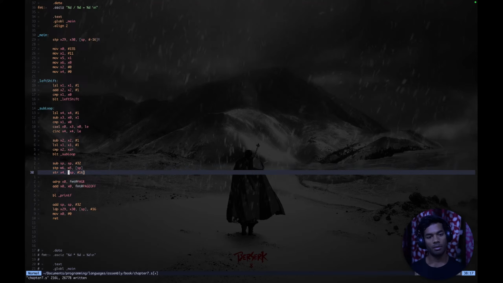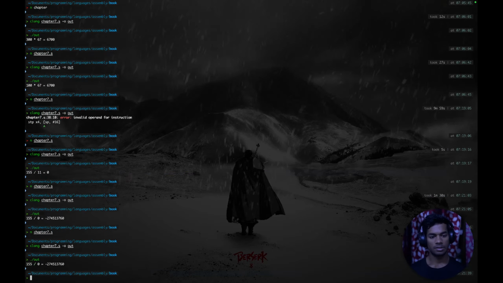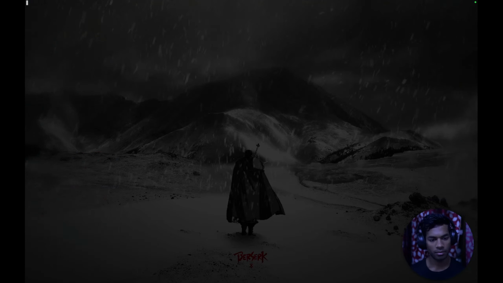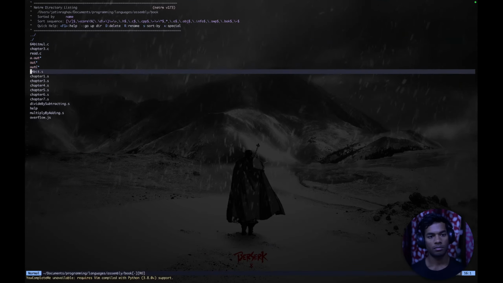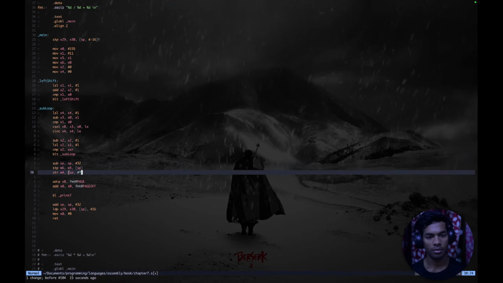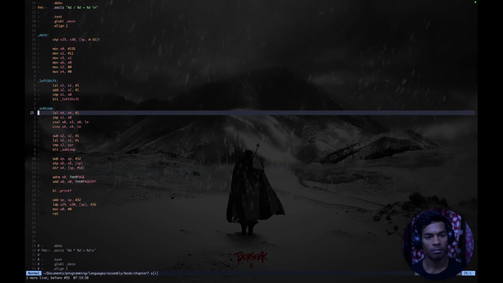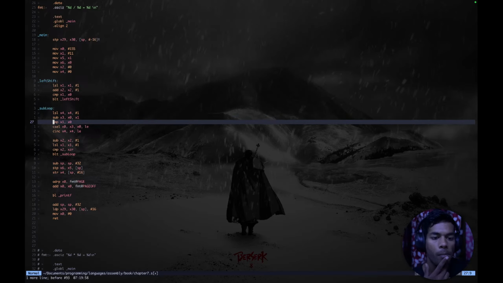Or maybe something like this, and then making it 8. Let's see. That is also wrong. What can I do here? So where does the mistake lie?